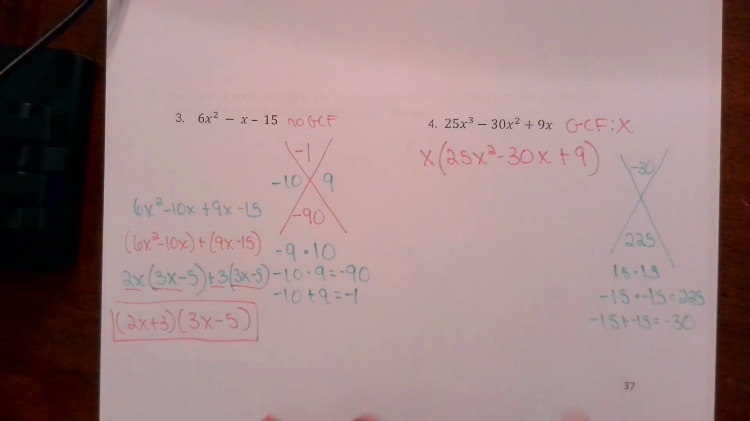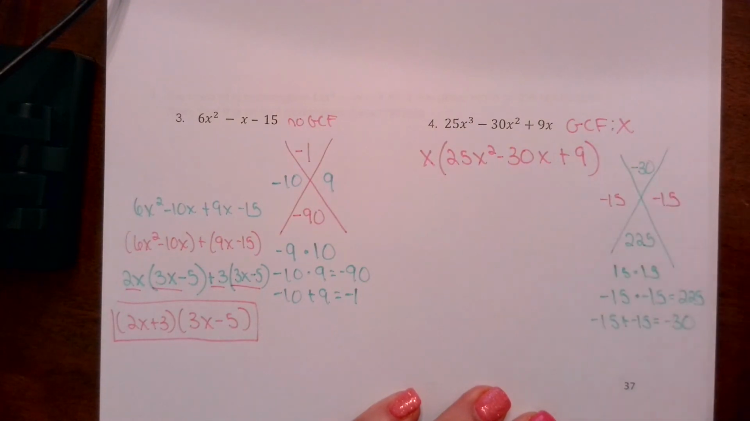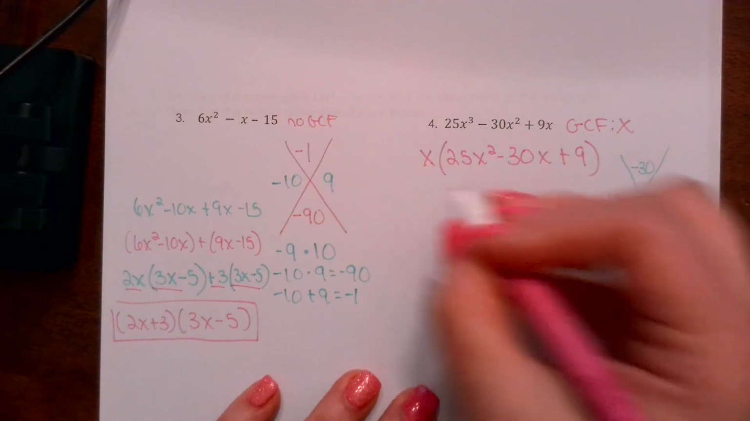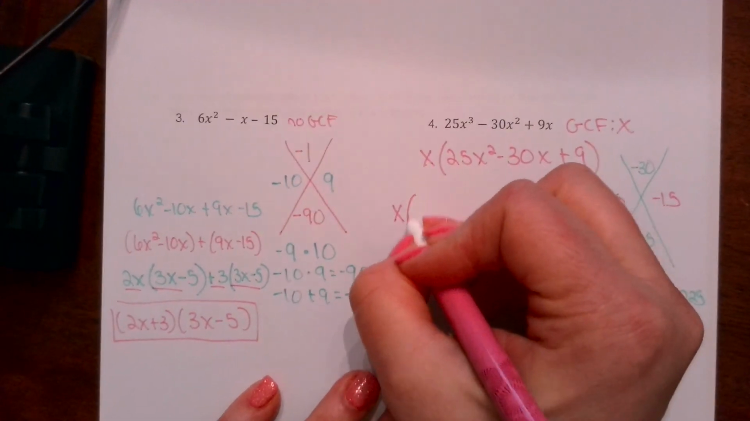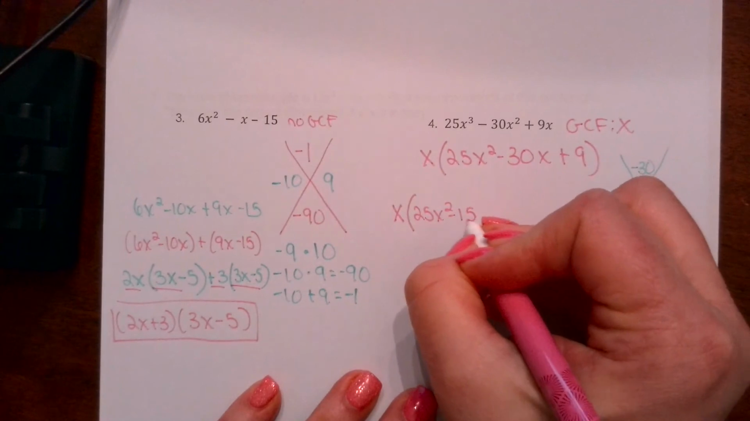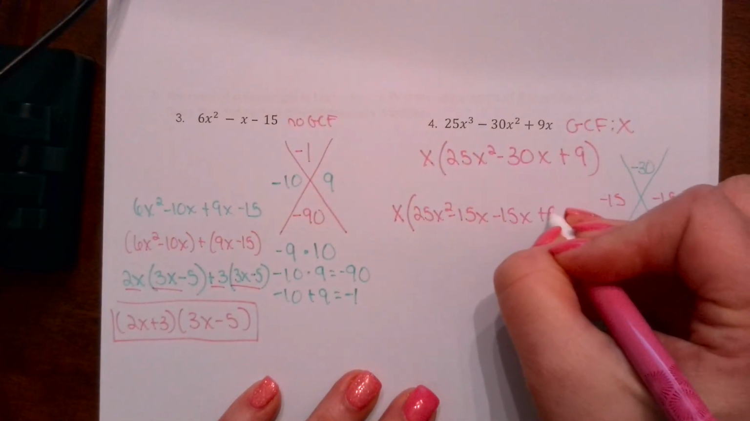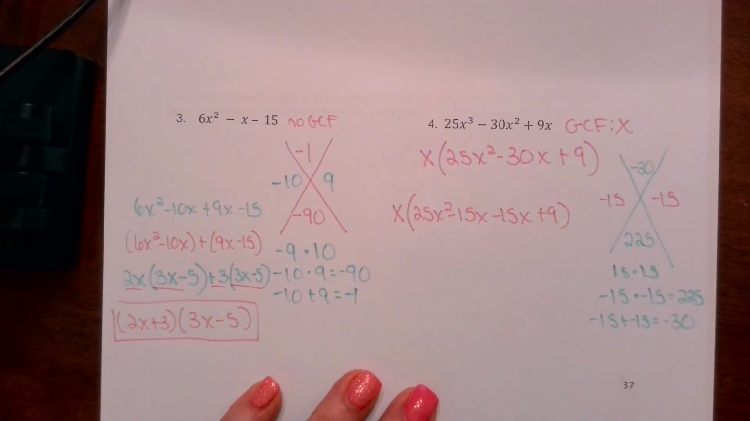You could just simply start by listing your factors. You might have to list a lot of factors, but you will get to negative 15. If you're starting at 1, you're going to get to 15 fairly quickly. So my two numbers here are negative 15 and negative 15. So I'm going to now take x, and I've got 25x squared minus 15x minus 15x plus 9. I'm going to do my grouping.